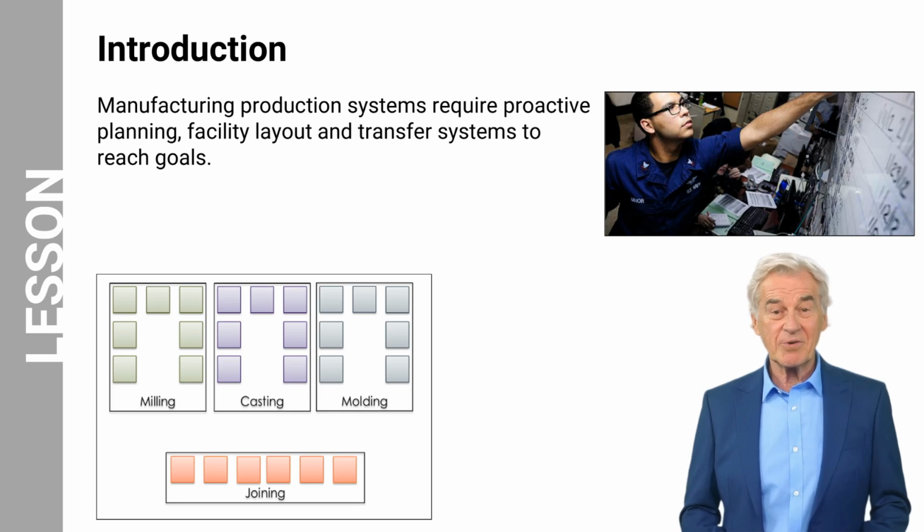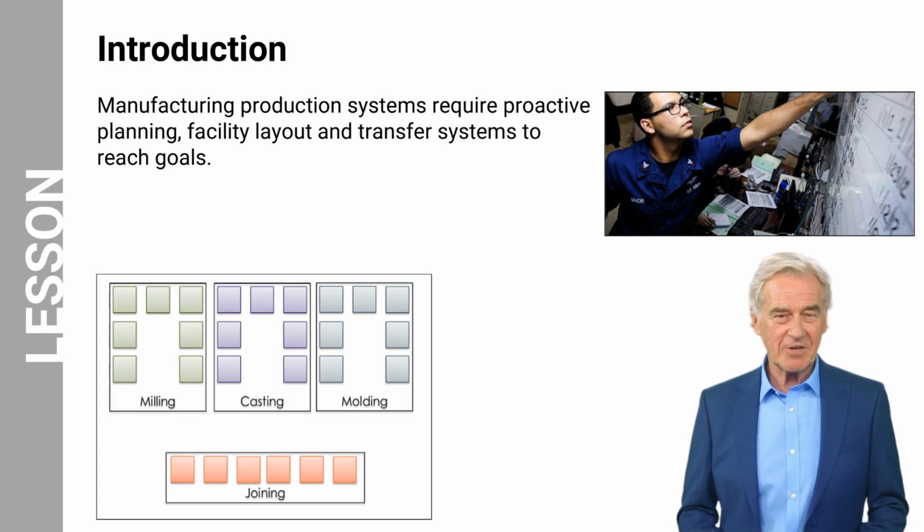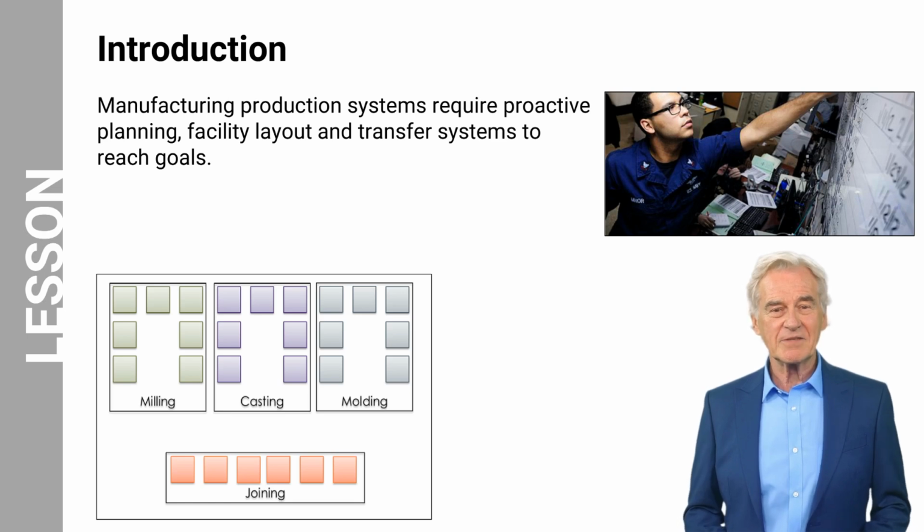The manufacturing world is very competitive and involved. Efficient and effective planning is very important if you wish to be successful. Planning of such complex systems can often be decomposed into smaller subplans. To be efficient, a manufacturing production system requires proactive planning, an appropriate facility layout, adequate transfer systems, and a knowledge of what the intended production capacity should be.